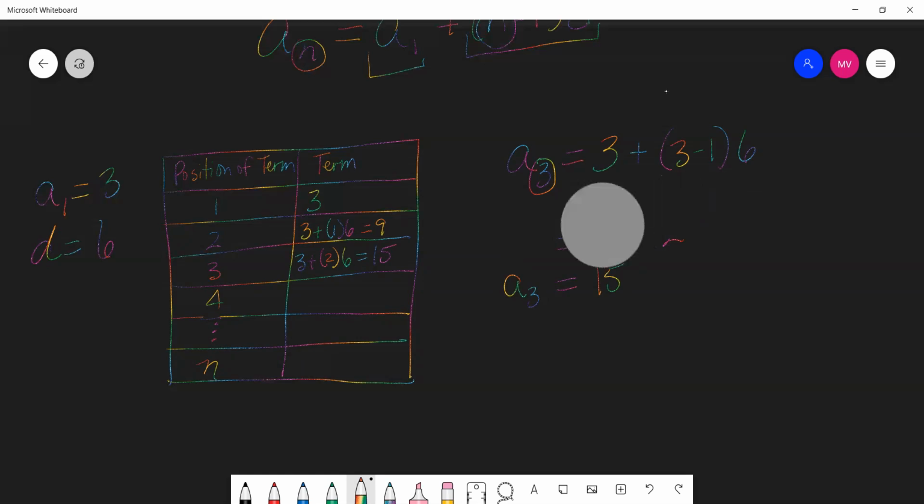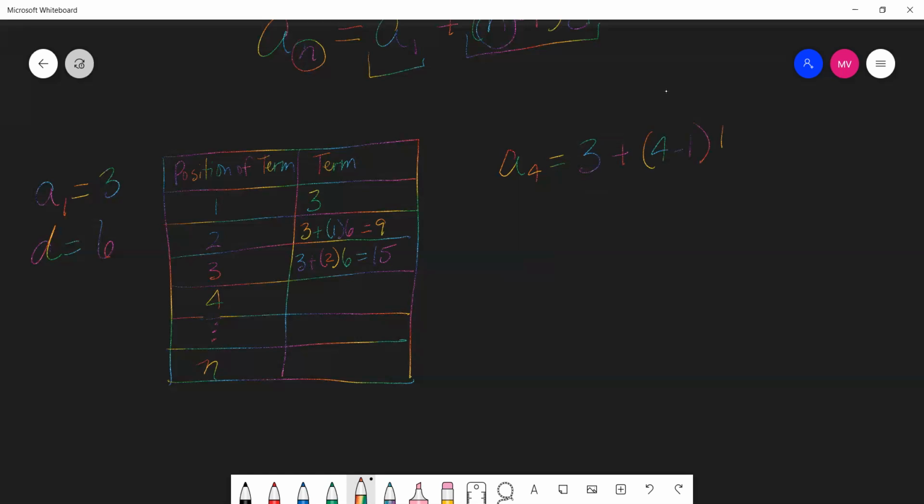Same thing, position 4. A4 equals 3, the term of our first position in the sequence, plus 4 minus 1 times 6. So A4 equals 3 plus 3 times 6, which is 3 plus 18. So the value of the term at A4 is 21.